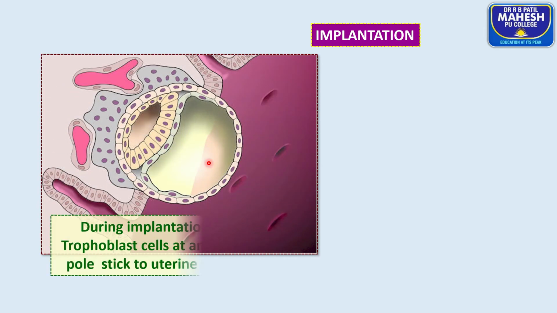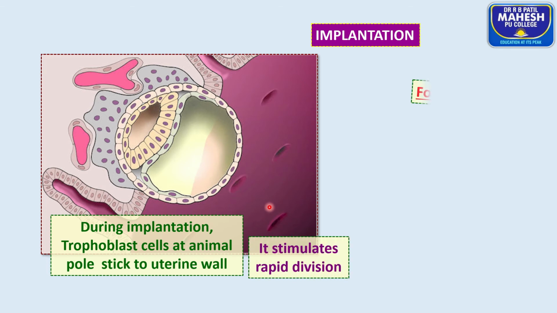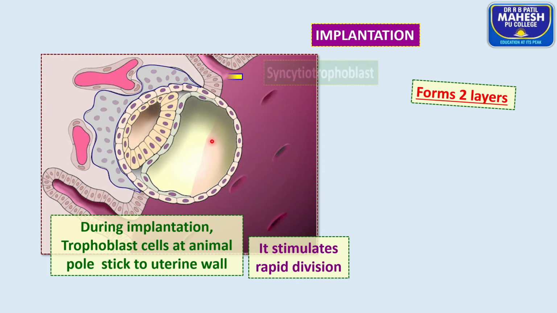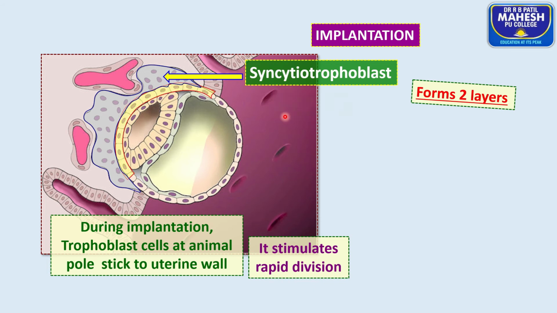Then during implantation, trophoblast cells at the animal pole stick to the uterine wall, and this stimulates rapid cell division. It forms two layers: one is syncytiotrophoblast, and the second one is cytotrophoblast. So after attaching to the uterine endometrium, the trophoblast cells differentiate into two layers: syncytiotrophoblast and cytotrophoblast.